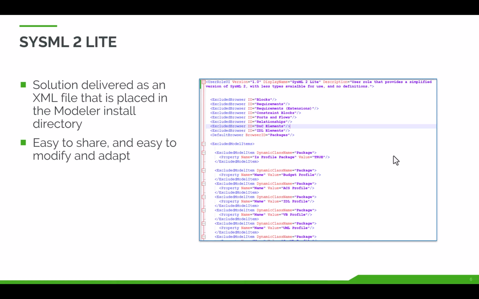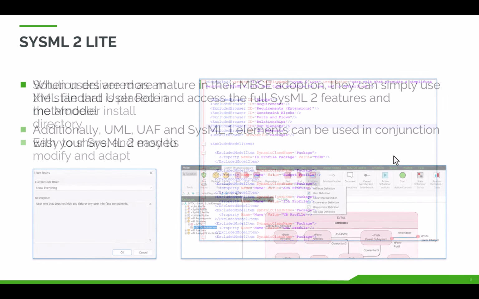The way this is implemented is through an XML configuration file. It's placed into the installation directory, and it's easy to share. It's also easy to modify and adapt. So if you want to add more elements from the meta model, you can tweak the XML and allow those types to be visible as well.